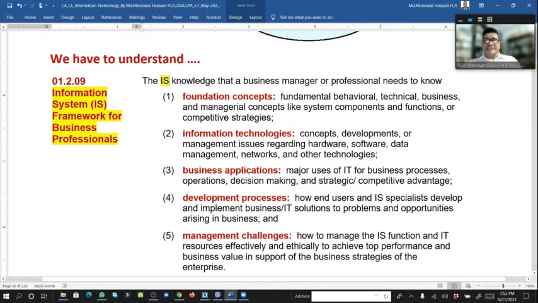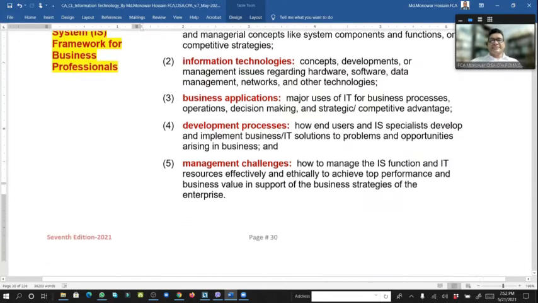And management challenges: how to manage the information system function and information technology resources effectively, efficiently, and ethically to achieve top performance and business value in support of the business strategy of the enterprise. So, the information system framework for the business professional: we need to understand fundamental concepts, information technology, business application, development process, management challenges, etc.